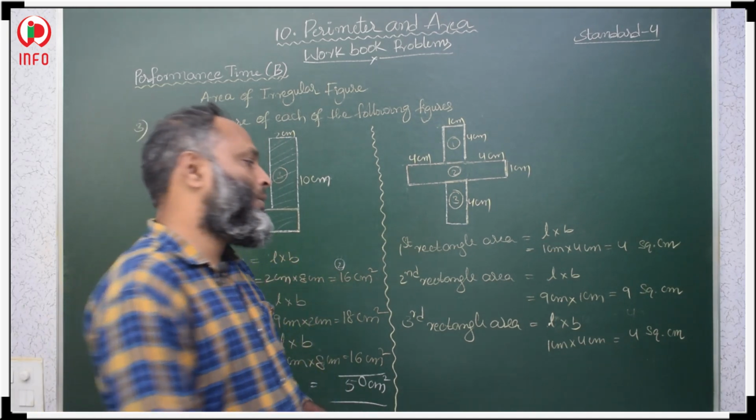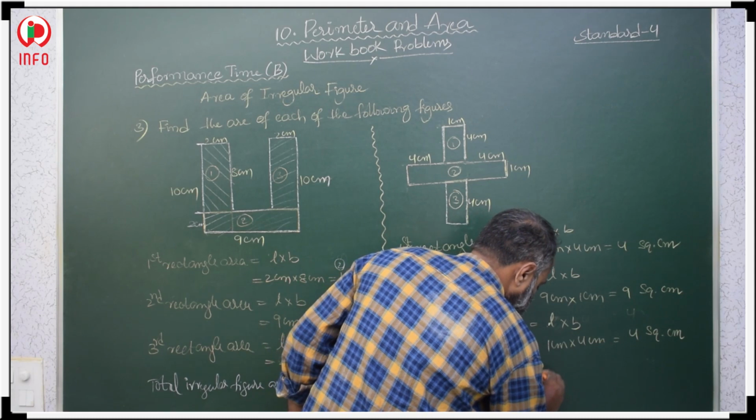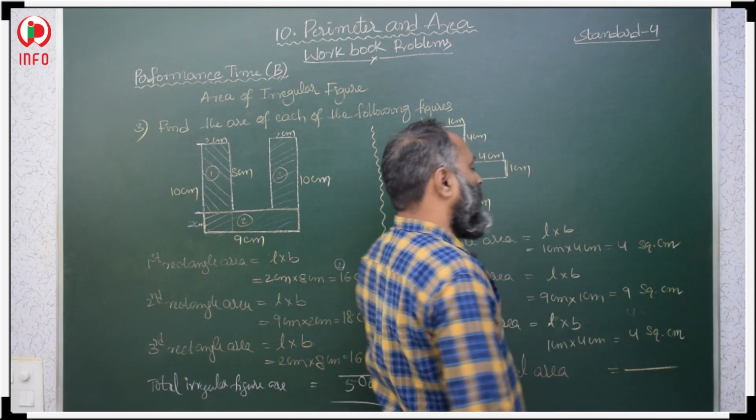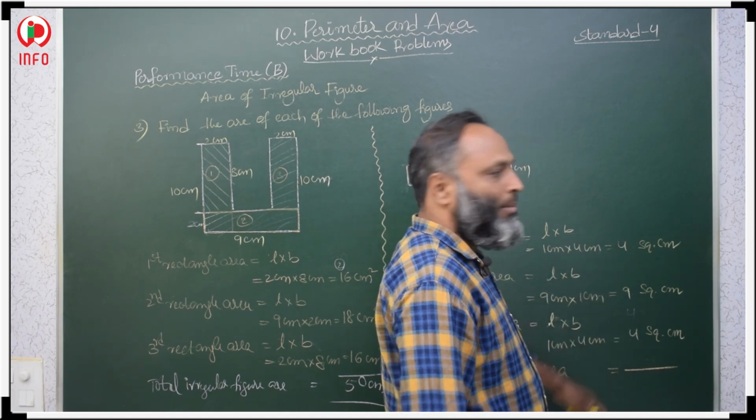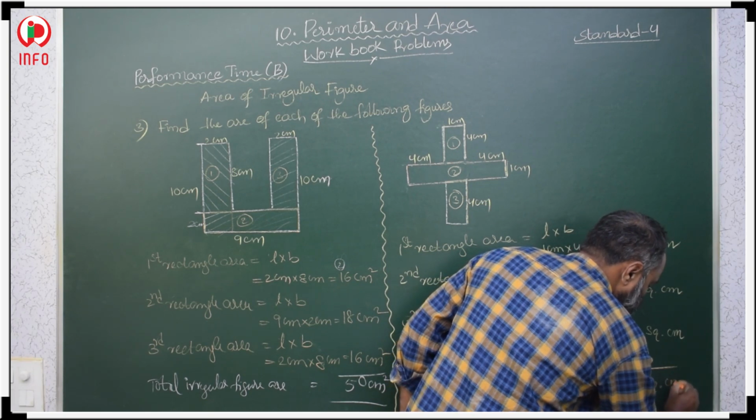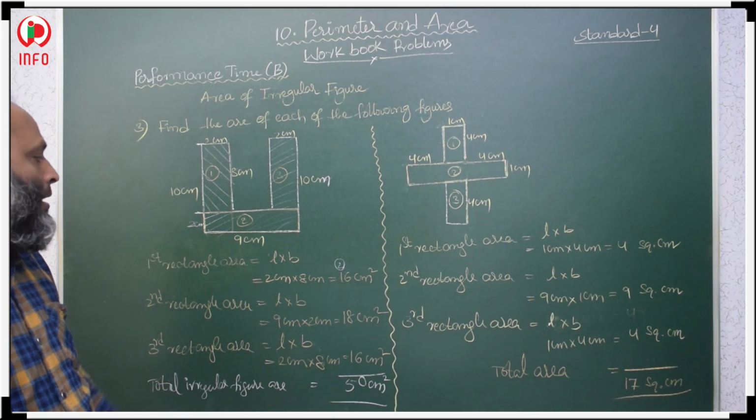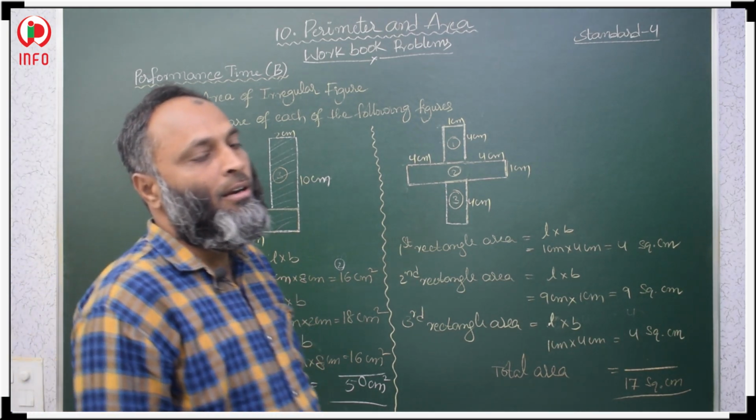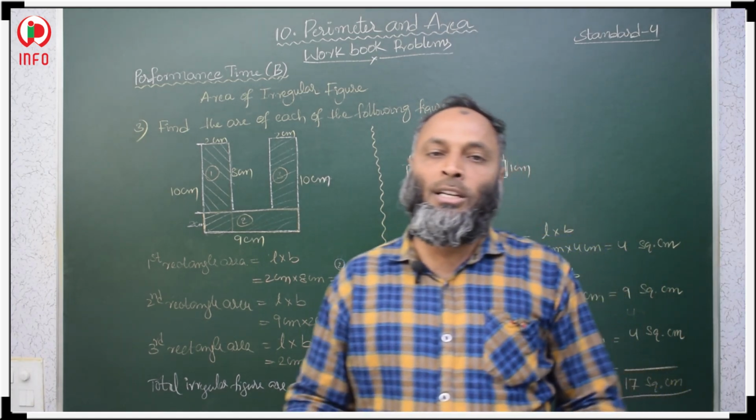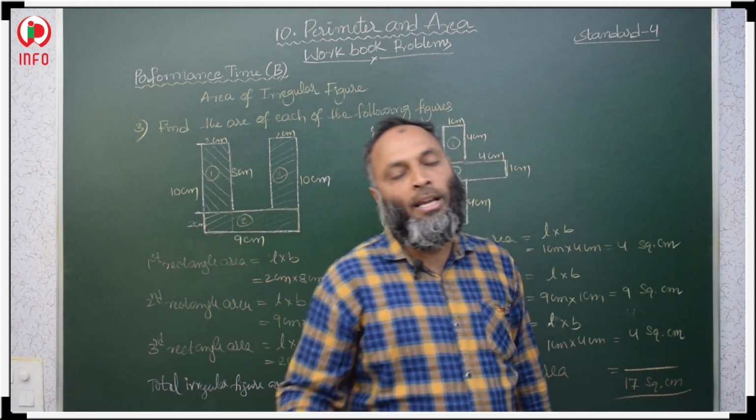Now after that we should find the total area. Add all this: 9 plus 4 is 13, 13 plus 4 is 17. 17 square centimeters. This is the total area of this irregular shape. First we should convert the irregular shapes into regular shapes. If it is possible, convert them into either a rectangle or a square.